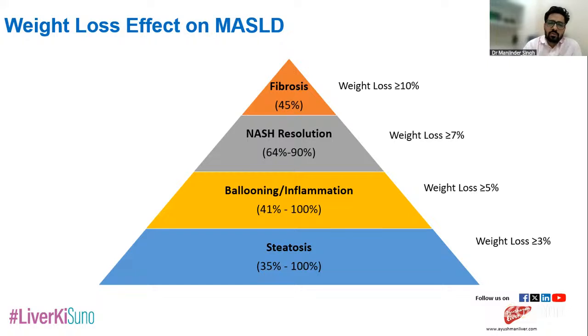Fibrosis regression up to 45% is seen if a patient loses 10% of the body weight, which is quite high. Similarly, NAS resolution occurs in 64 to 90% of patients who lose at least 7% of the body weight. And ballooning inflammation decreases by 40 to 100% if you lose weight by 5%. Steatosis improves in the majority, that is 35 to 100%, in patients who lose weight at least 3%.